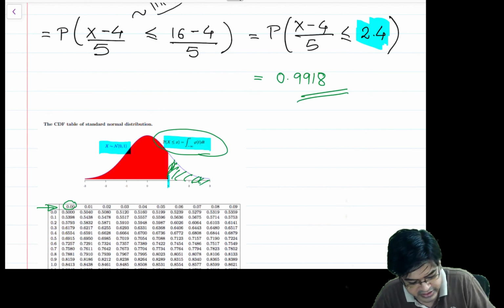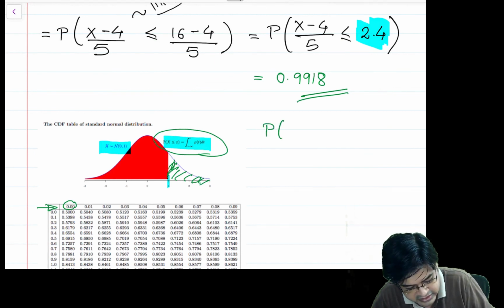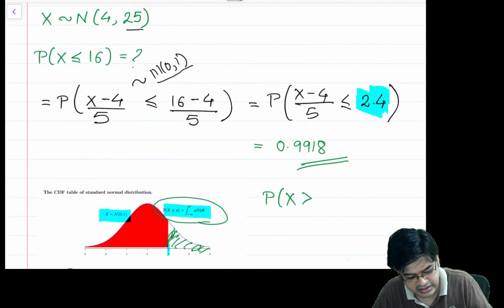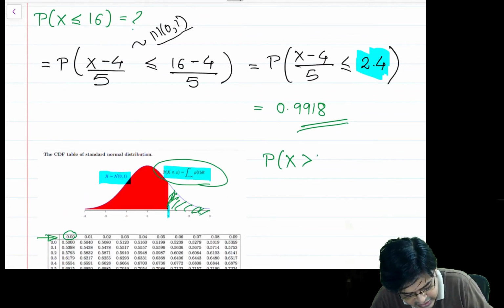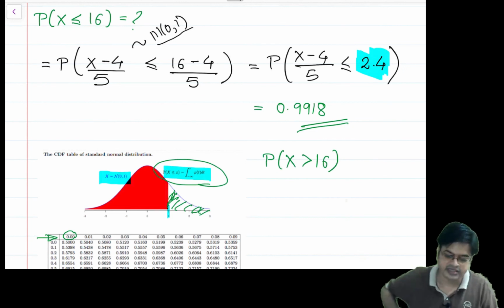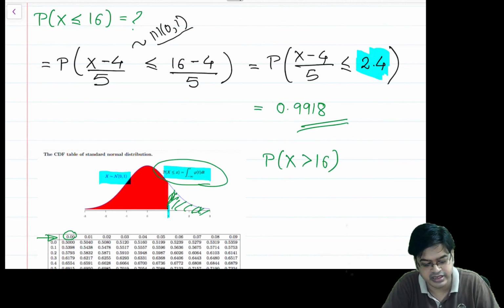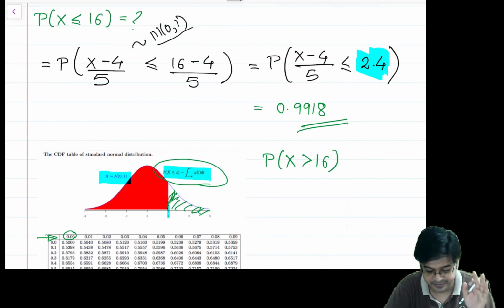Let us ask one question, that what is the probability that this x, if you are asked, is greater than, now less than or equal to 16. So I can ask a question, what is the probability that x is greater than 16? Once I compute this probability, do I need to do any other calculation? It is simply 1 minus probability of x less than or equal to 16, and therefore it will be 1 minus 0.9918. There is no brainer here.